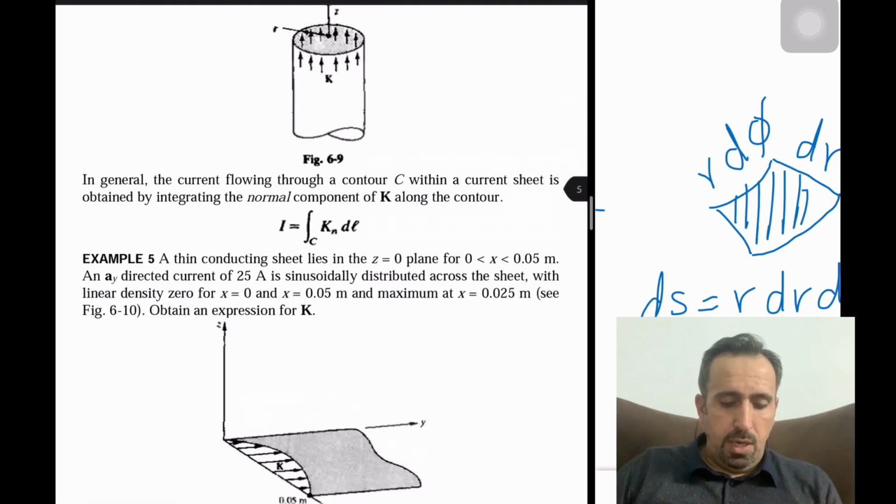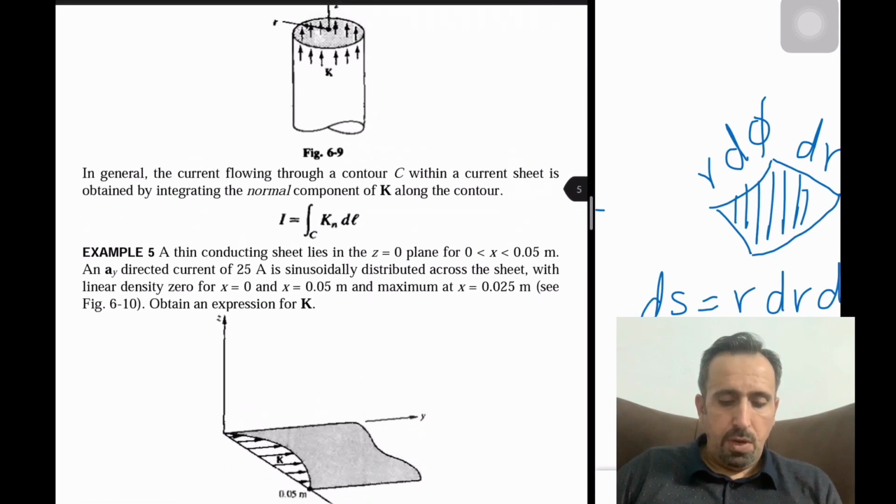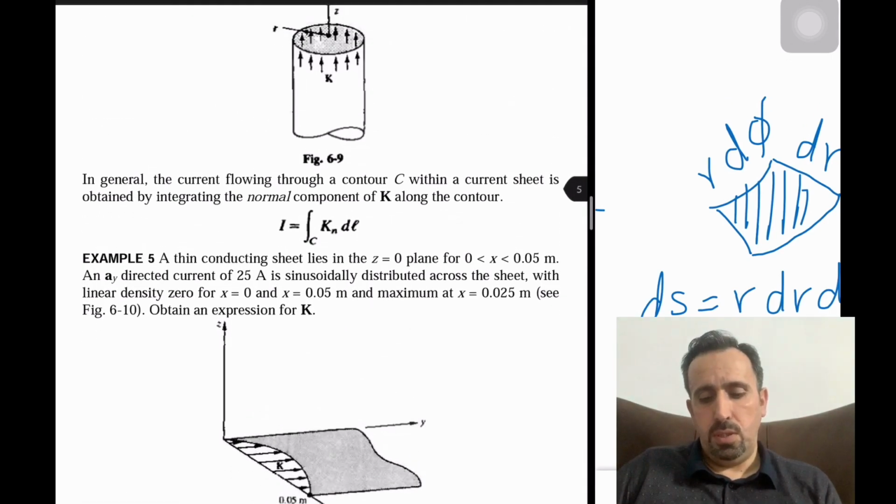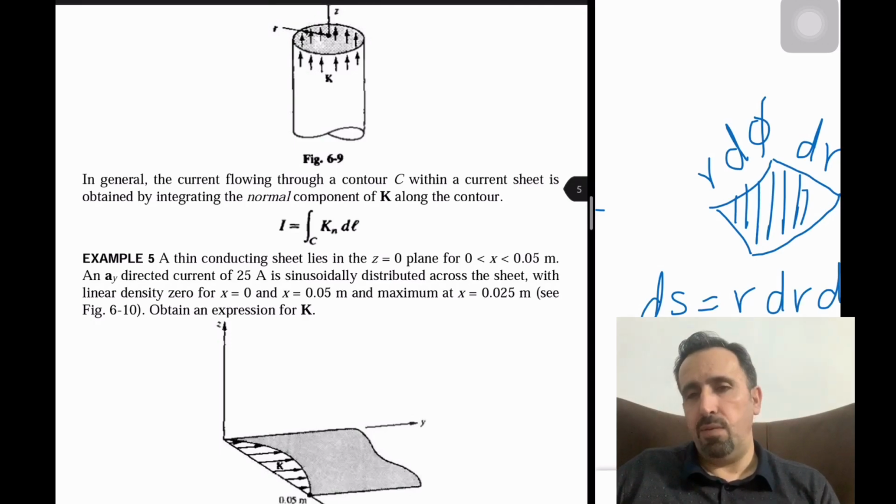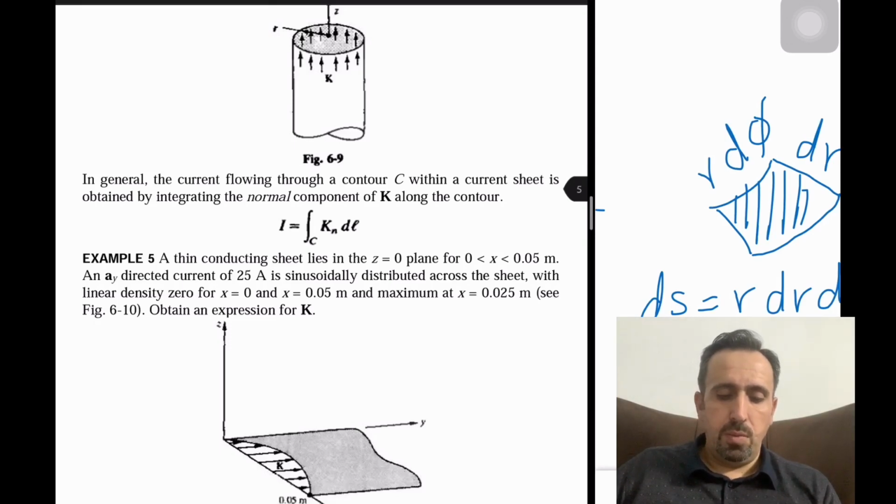He said, in general, for any contour. Why? Because here you may have certain cases being irregular. Not always will you have a rectangle, a circular shape, a ring, or certain loops. You may have any irregular shape, so you will deal with contours. Okay, contours.